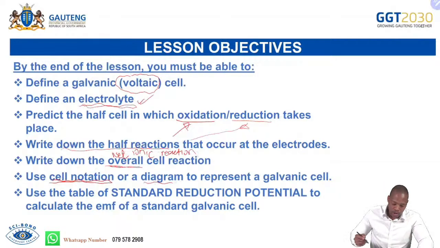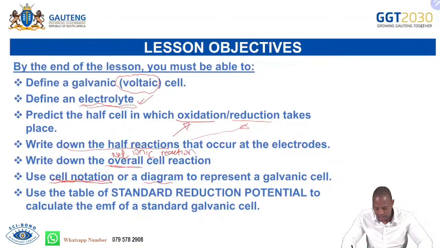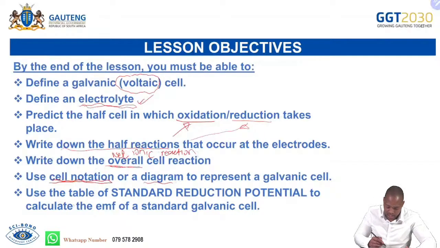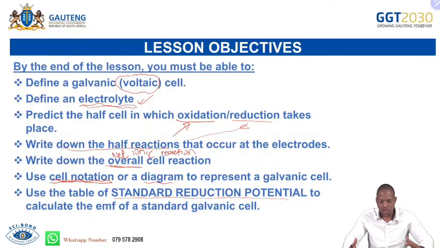Lastly, you must be able to use the table of standard reduction potentials to calculate the EMF of a standard galvanic cell. In Grade 12 we also use this table to predict where oxidation and reduction take place, for writing our half reactions, and for the calculation. So this table becomes extremely important.